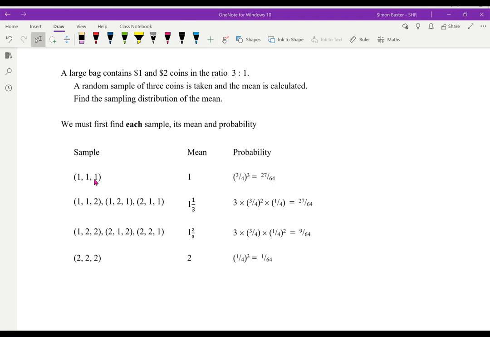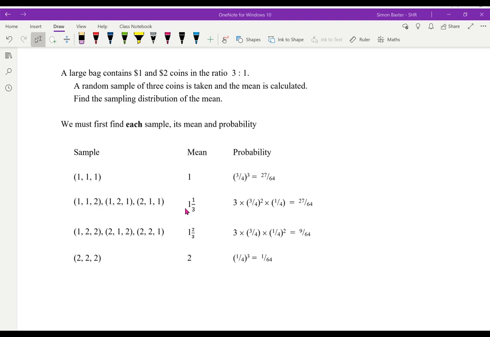We can have all $1 coins. That obviously has a mean of 1. As there are 3 $1 coins to every $2, the probability of a $1 coin is 3/4. So we have (3/4) cubed as the probability of 111. That's 27/64.